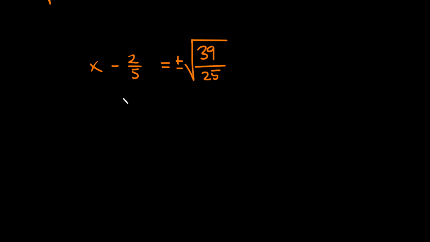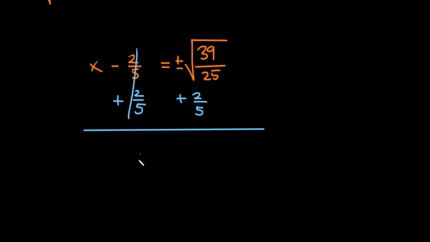We want to isolate x, so we just want to bring the 2/5 over to the other side of the equal sign. So we add it here. We have x equals two answers. So we're going to have 2/5 plus that result and minus. We can condense it. We can write it all at once by writing plus minus here. But keep in mind that there are two solutions here.